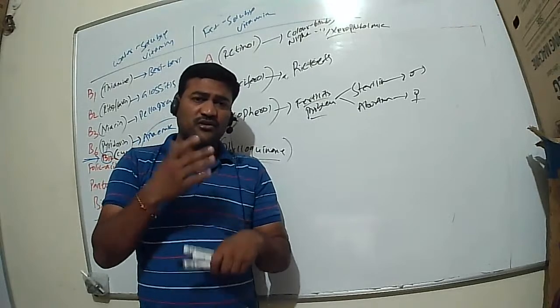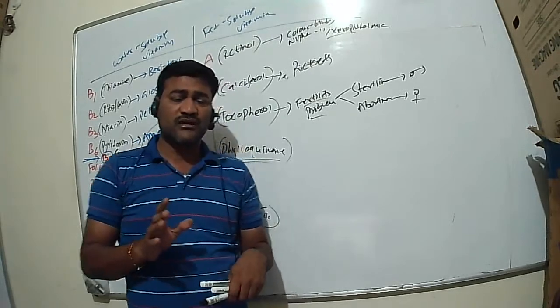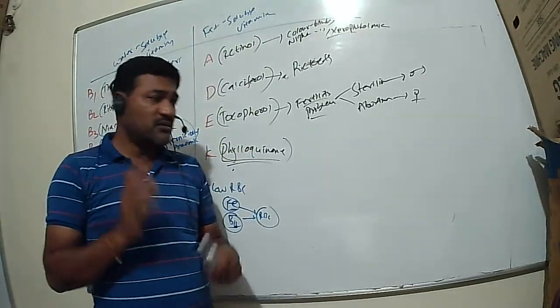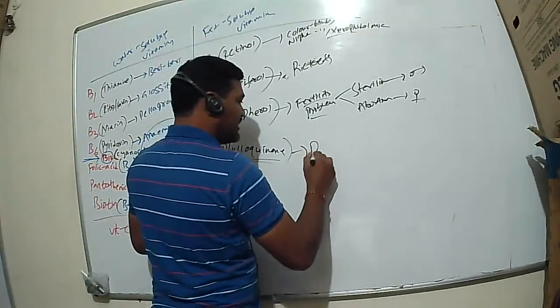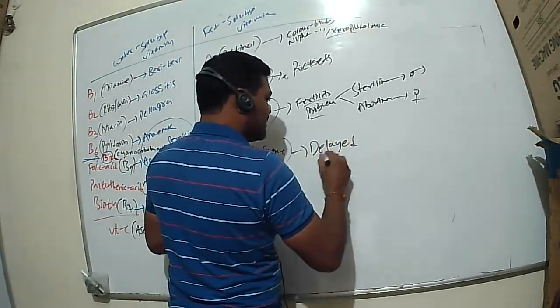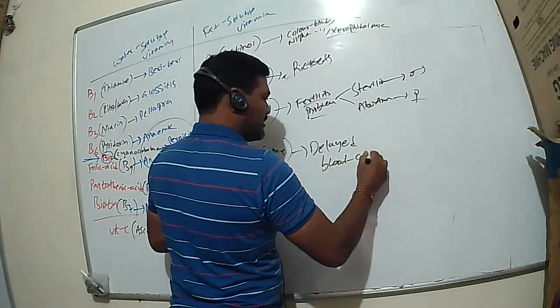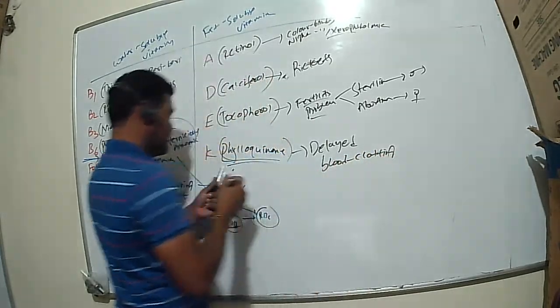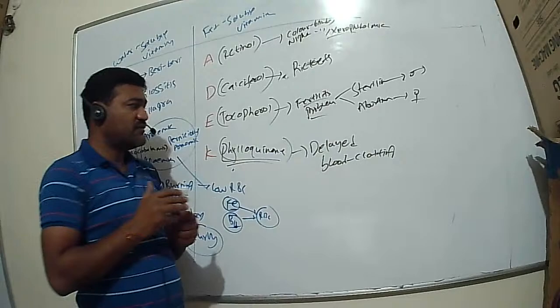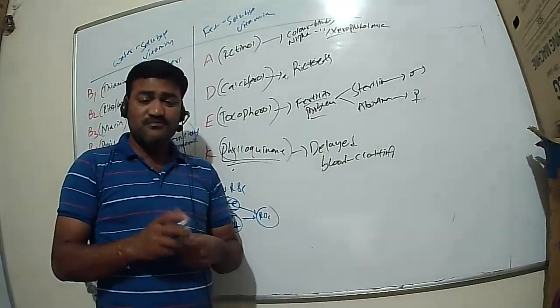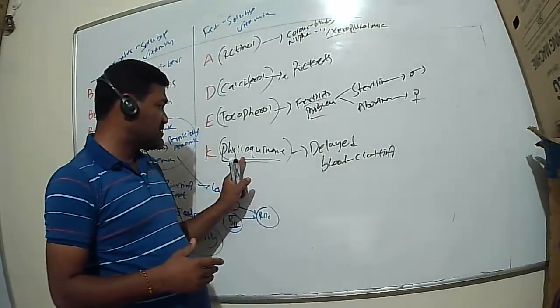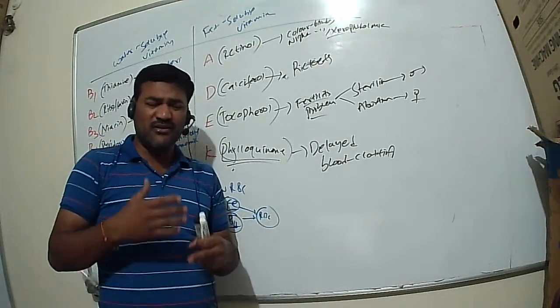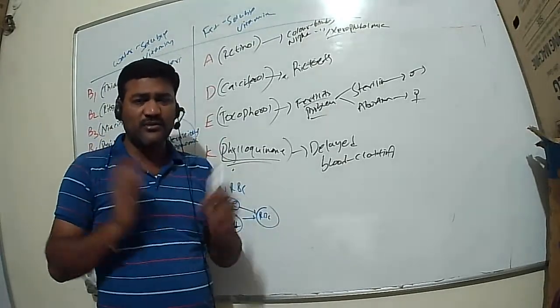By the time, a lot of blood will be lost also. Very dangerous. So it causes delayed blood clotting. We call it delayed blood clotting. Vitamin K is also called phylloquinone. Deficiency of vitamin K causes delayed blood clotting. The blood will clot very slowly. By the time a lot of blood will be lost also.